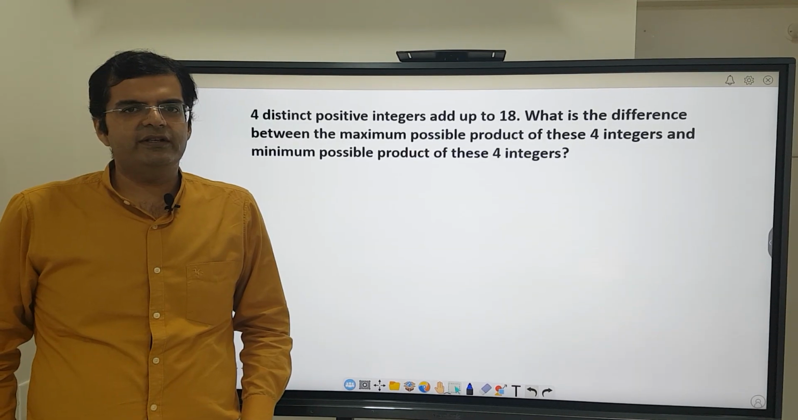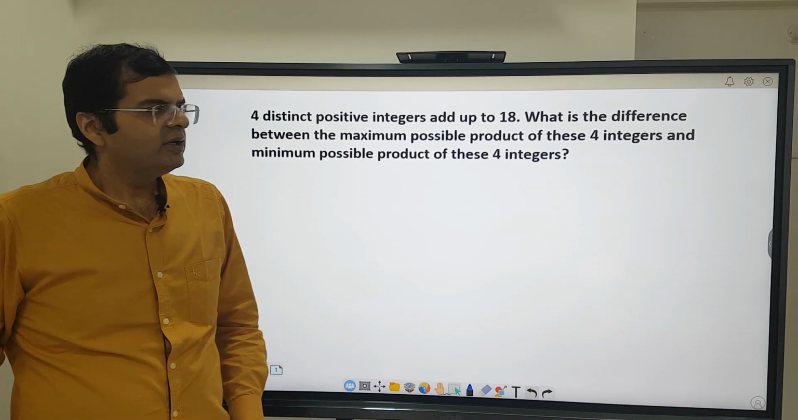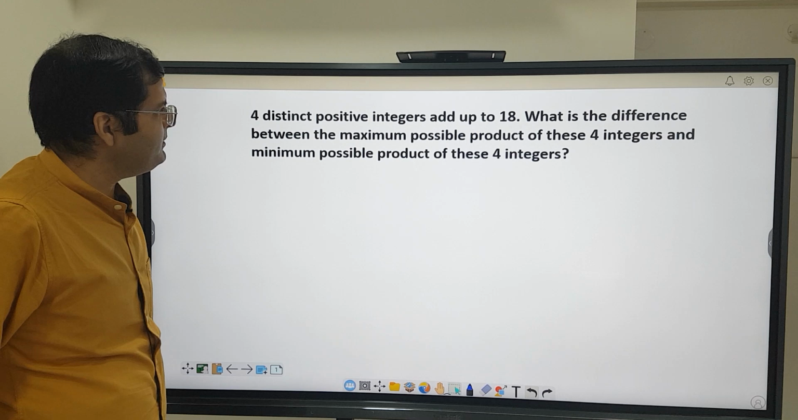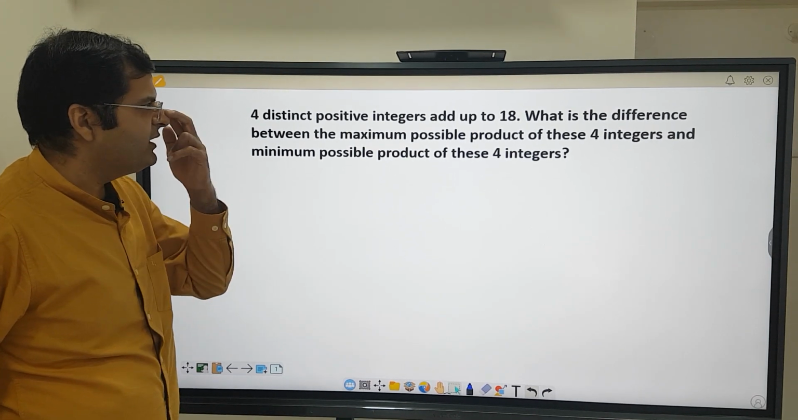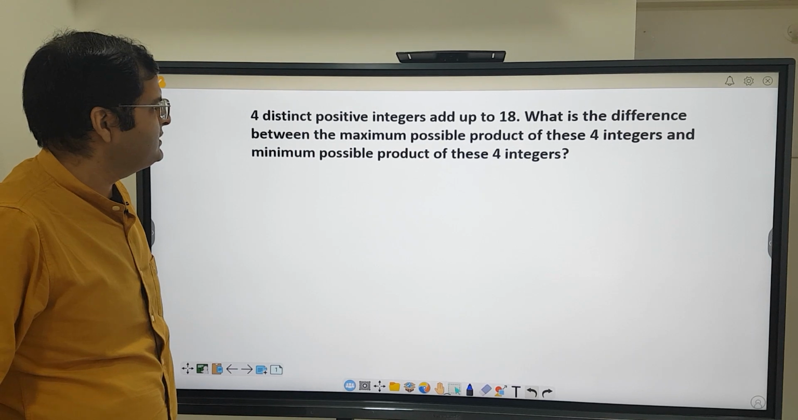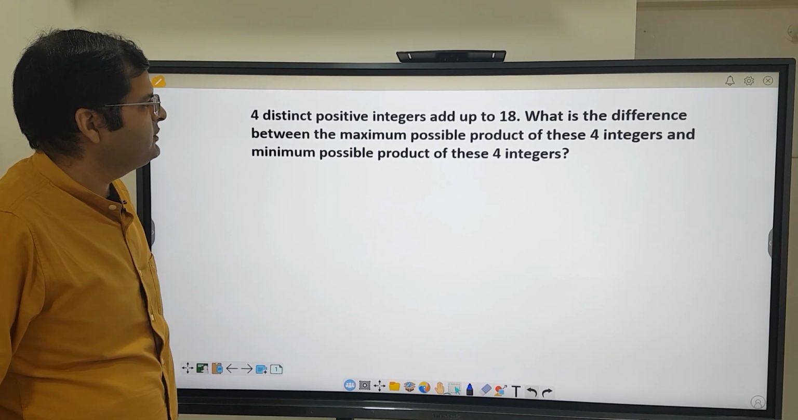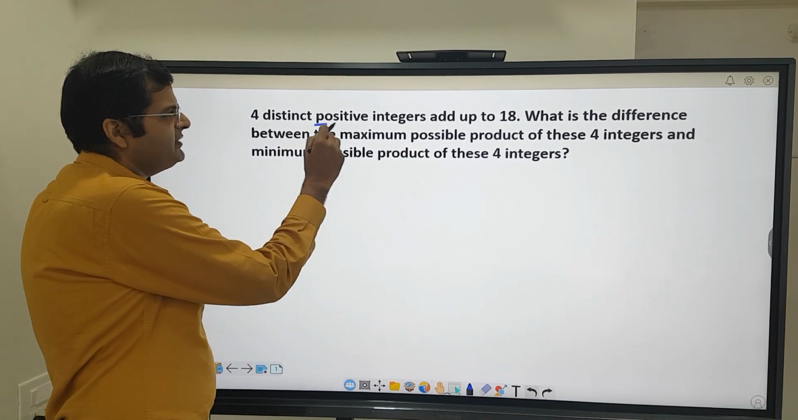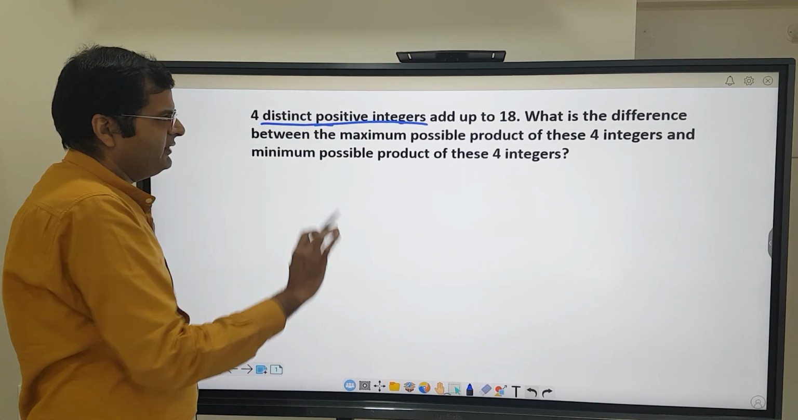So this is the 47th question of the number theory chapter. The question says 4 distinct positive integers add up to 18. What is the difference between the maximum possible product of these 4 integers and the minimum possible product of these 4 integers? These are positive integers and they are distinct. It is given to me.